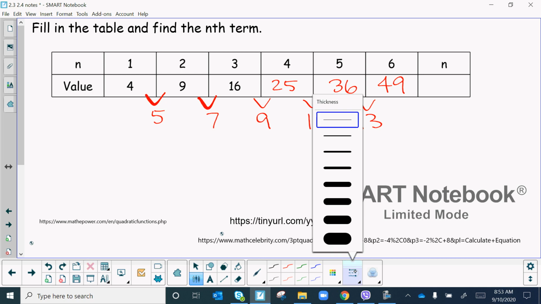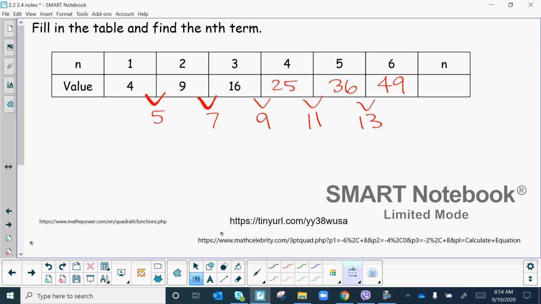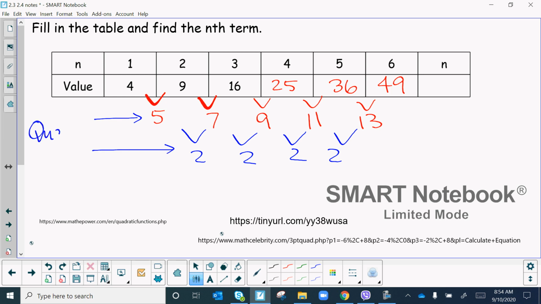Now, if I do the second set of differences, we know that it's not linear. If I do the second set of differences, it goes up by 2, 2, and 2. So remember I said, when you have both of these, you have to now know that this is a quadratic function. It's a quadratic relationship.